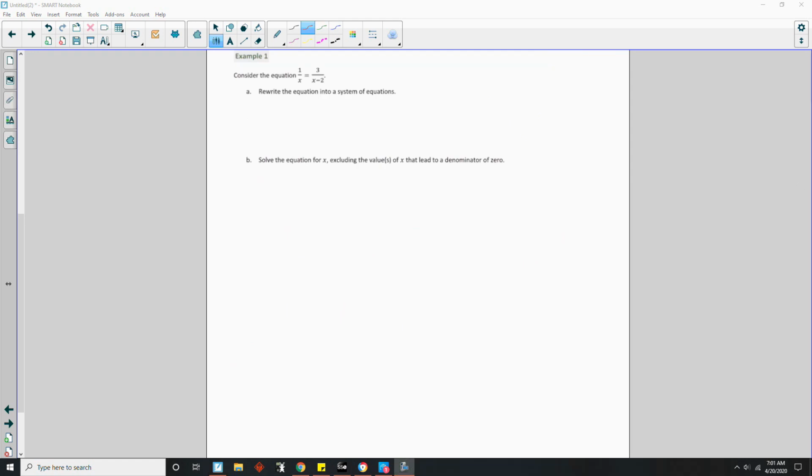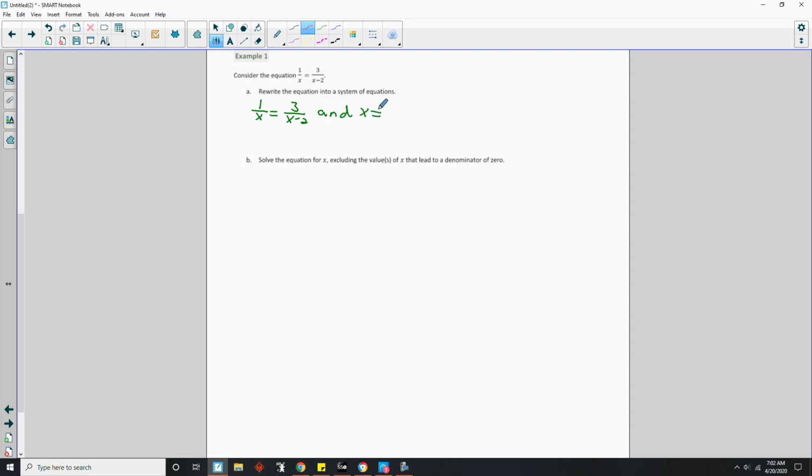Okay, page 2 brings us to example 1. It says, consider the equation 1 over x equals 3 over x minus 2. Okay, so that's a proportion. It says to rewrite the equation into a system of equations. So you could say, all right, here's a system of equations. One equation is the one that's given, 1 over x equals 3 over x minus 2, and then we just list what x cannot equal.